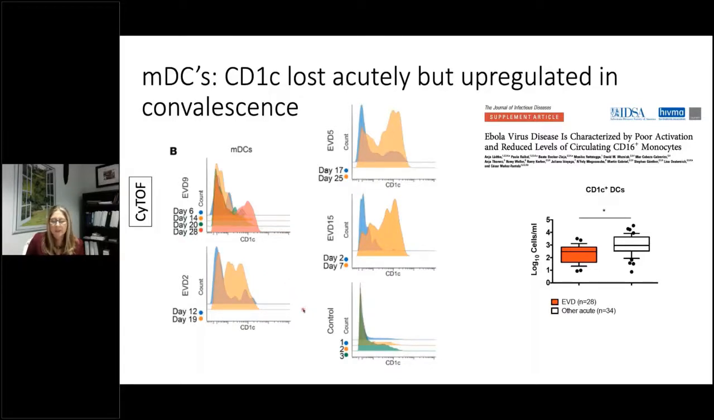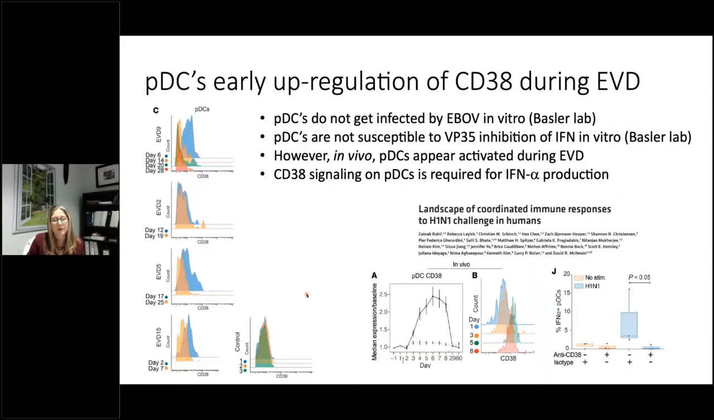Now, CD1C is an HLA MHC class 1-like molecule that is important for presenting lipids. So this may play a role in adaptive immunity in Ebola virus disease, but that is certainly something that isn't quite well understood at this point. PDCs, I think, are the other area where this study really taught us a lot about Ebola virus disease.